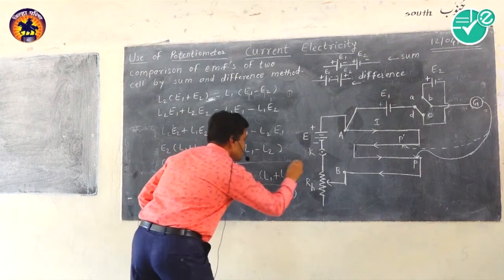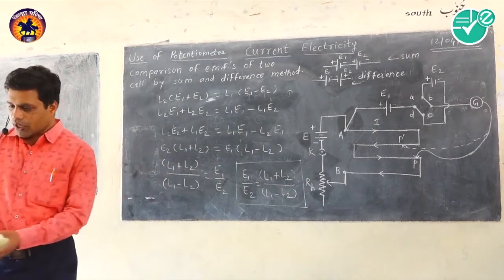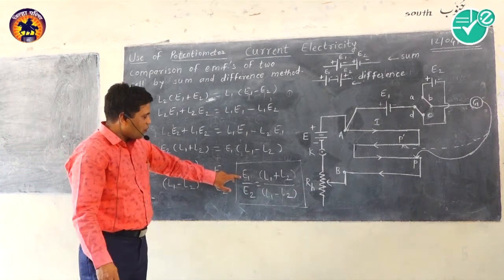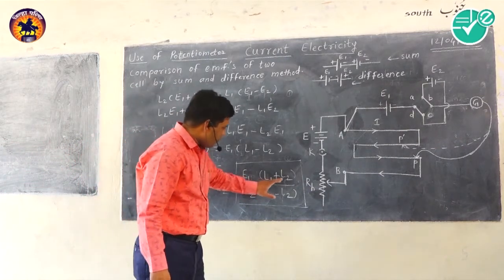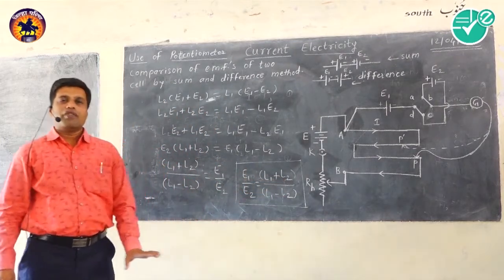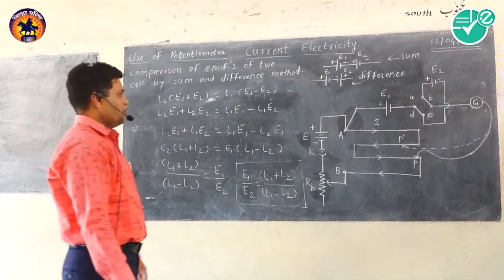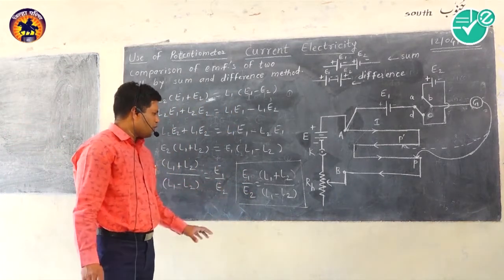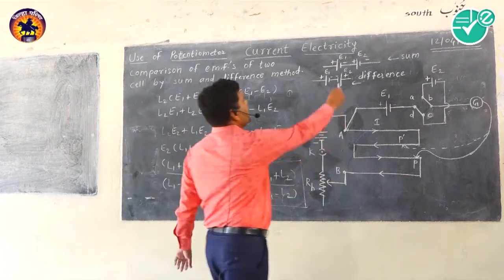And hence with the help of this circuit arrangement we got the final equation, that is, we have compared the EMF of two cells E1 and E2 as E1 upon E2 is equal to L1 plus L2 divided by L1 minus L2. Here with the help of the sum and difference method using potentiometer, we have used this potentiometer for comparison of EMF of two cells.